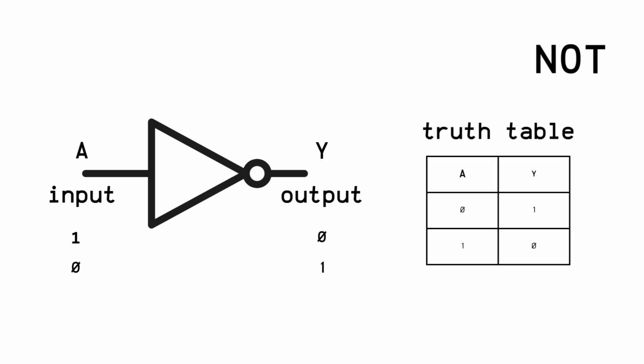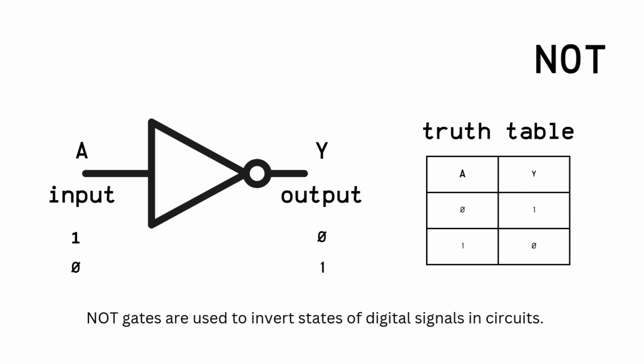First, we have the NOT gate. This gate takes in a single digital signal and simply inverts it, meaning if the input is a high voltage, the output is a low voltage, and vice versa. Representing these signals in binary form, if the input is 1, the output is 0, and if the input is 0, the output is 1. In digital circuits, there are many instances where you want to invert the state of a signal, and this is a classic application for NOT gates.